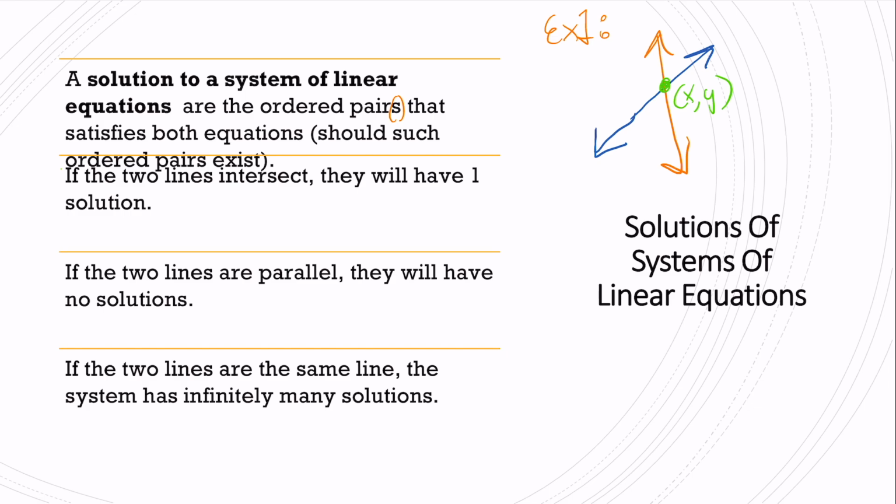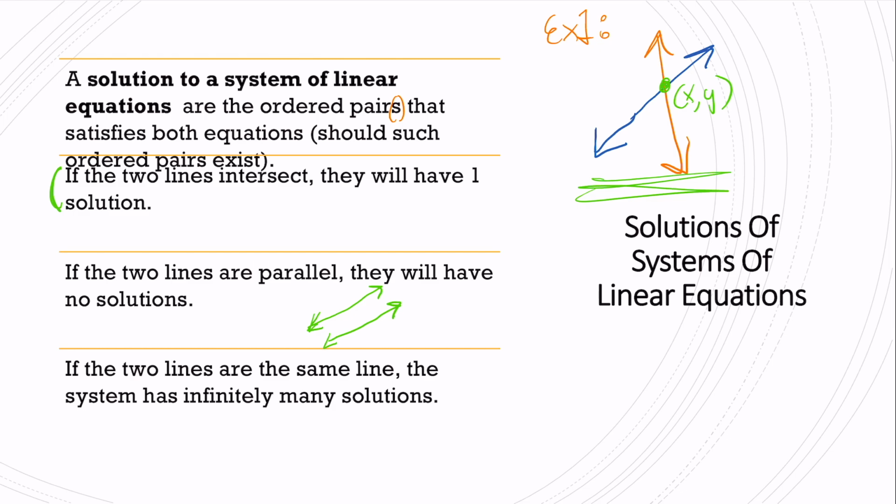If two lines intersect, that's when they have one solution, just like in this example over here. If my two lines are parallel, they're going to have no solutions because parallel lines have the same slope. They just have different y-intercepts. They're never going to intersect.